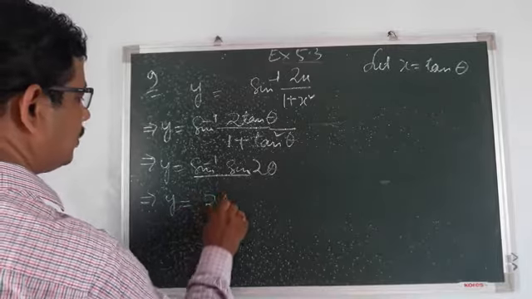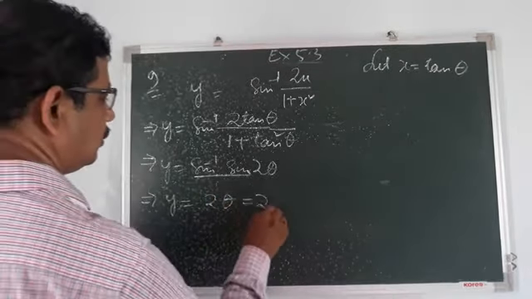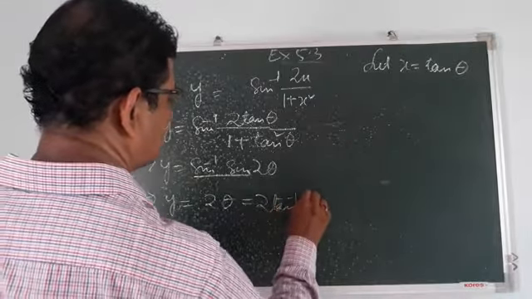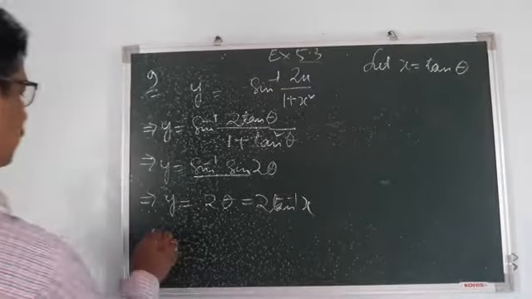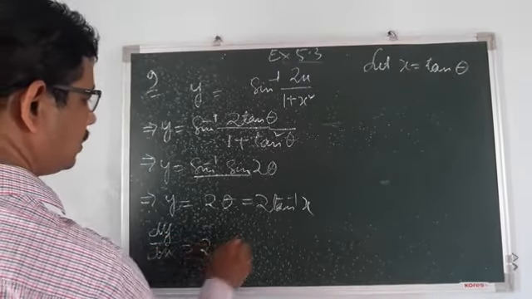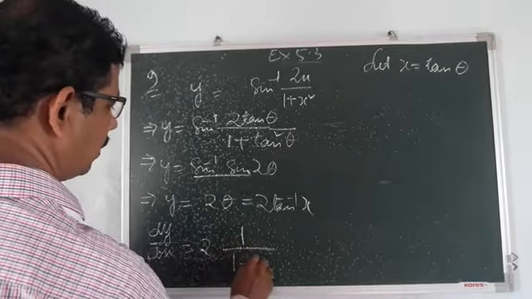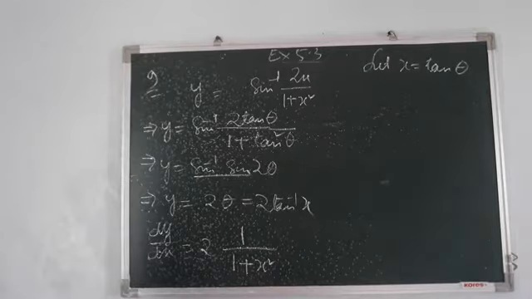y as twice theta. Theta is what? 2 tan inverse x. From that we can write theta is tan inverse x. So dy dx will be what? If we differentiate tan inverse x, it is 1 by 1 plus x square. So this is the value of dy dx.